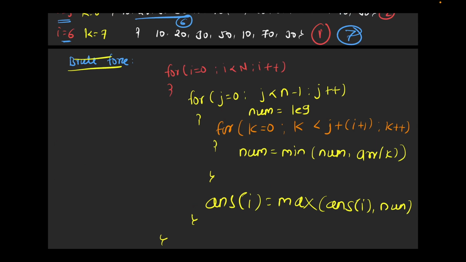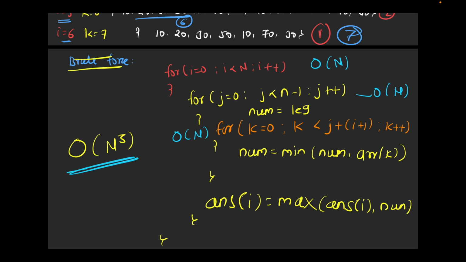It is nothing but big O of n cube, because this loop might go up to n. Of course it will go till n. Approximately this will also go till n, and approximately this will also go till n. Therefore the total time complexity would be big O of n cube. Now when you try to submit this code, will you think that this code will be accepted? Of course no, right? So now let's try to optimize this code.